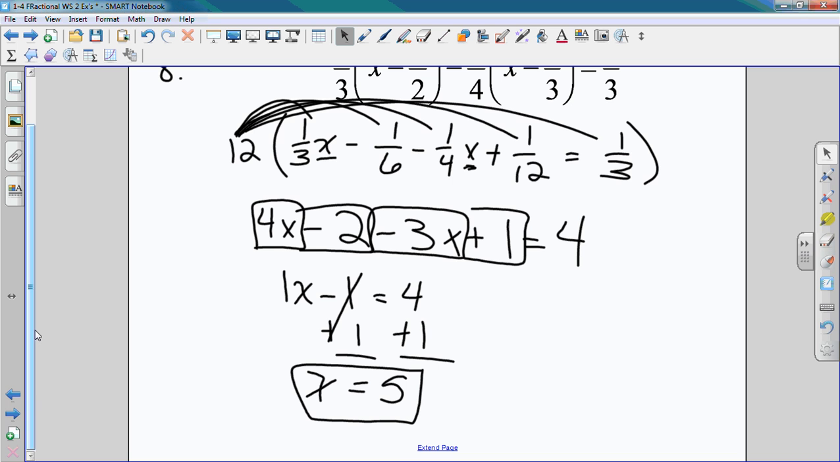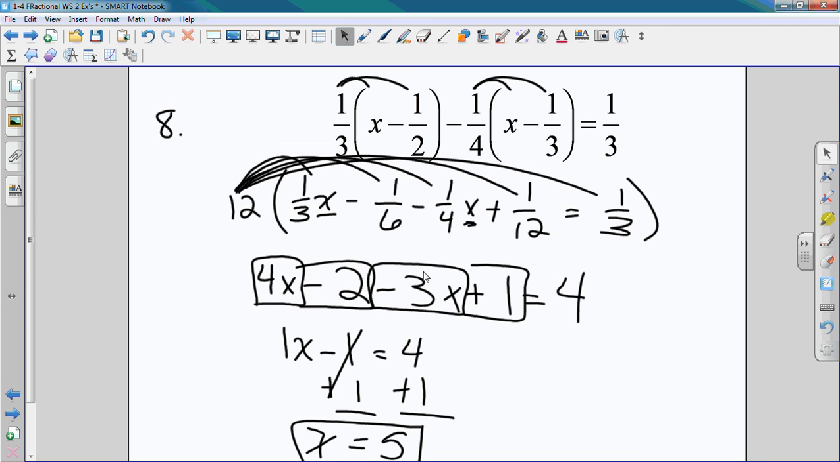If you want to plug it back in and check it, you can, but you do not have to. Not requiring you to. Won't ever make us do that, will we? What's that? Won't ever make us check it. Sometimes. When we do 2 equations with 2 unknowns, I will. Well, if we do the calculus.